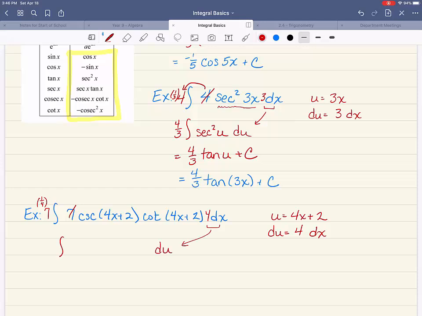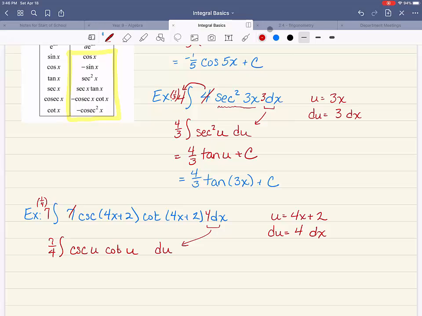I have a 7/4 outside. Now think for a minute, what is the inside going to be? Remember that every 4x plus 2 turns into a u. So this is cosecant of u cotangent of u du.